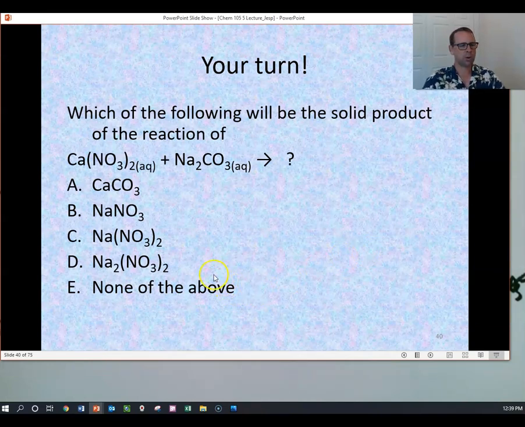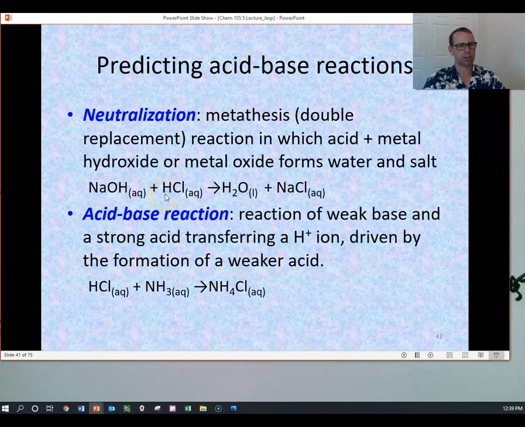All right, 1, 2. I'm going to show the answer now. So the answer is A. The calcium comes together with the carbonate and forms an insoluble product.